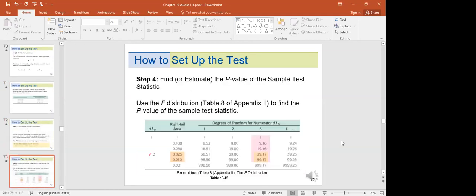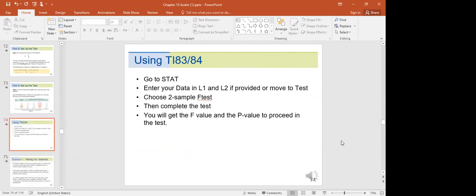So this is not a difficult thing to do. We are skipping reading the table. It's really even more confusing. So this is how we do it. If you have data, you enter it in L1 and L2 and choose two sample F test to complete the test.